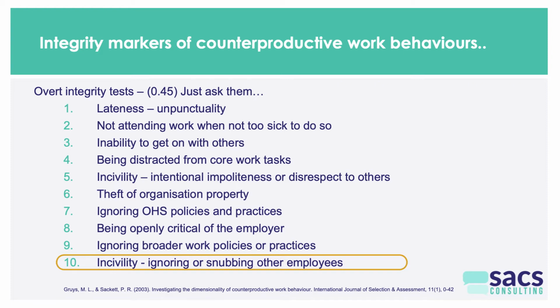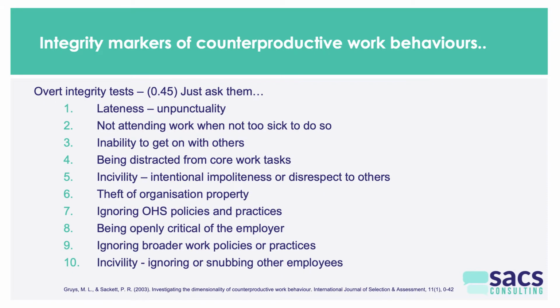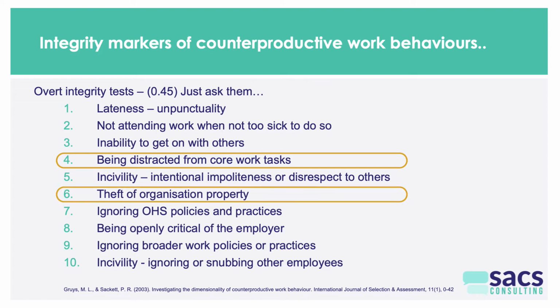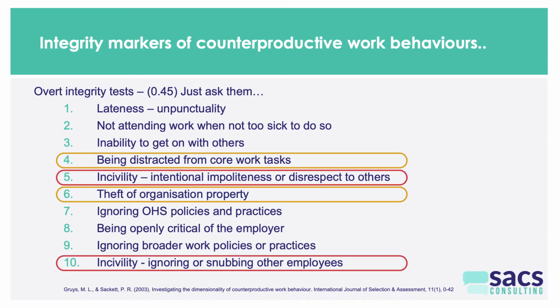Early on in this video sequence, in fact, video number 1, I talked about the fact that bad behaviours, toxic behaviours at work come in 2 flavours: crimes against the person and crimes against the organisation. You'll see that this list of counterproductive behaviours here has both. So being distracted or theft of organisation properties, that's clearly to do with the organisation, whereas incivility or ignoring or snubbing other people is directed at individuals. Integrity tests are worth doing.